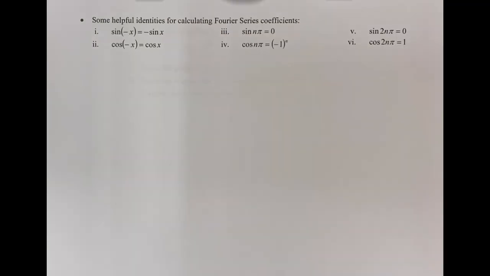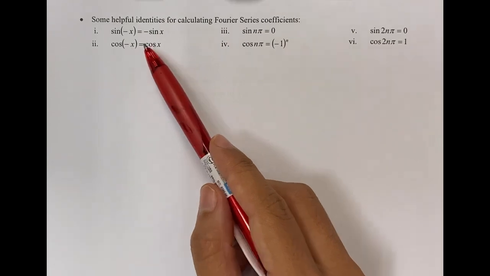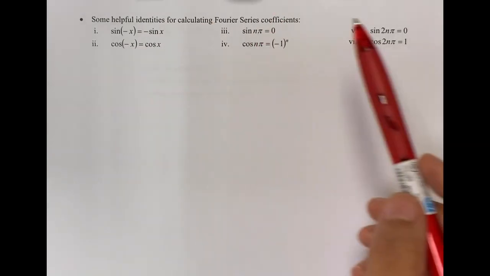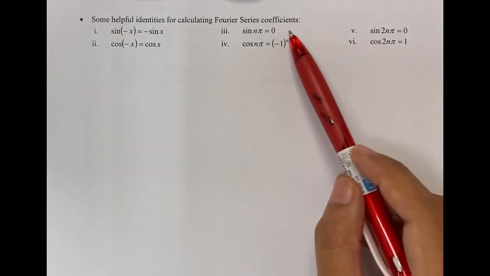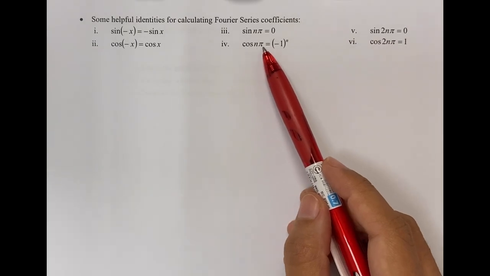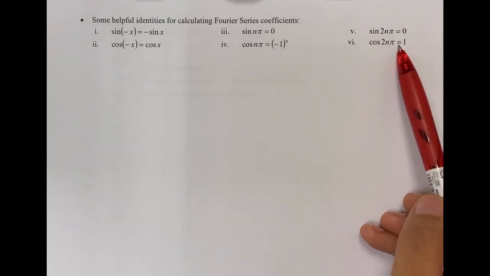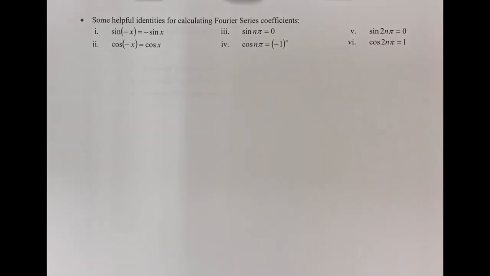Before we start discussing example 4.2, we have some helpful identities for calculating Fourier series coefficients. Just remember that sin(negative x) is equal to negative sin x, cos(negative x) is equal to cos x, and both sin n pi and sin 2n pi are equal to 0. Last, cos n pi is equal to negative 1 to the power of n, and cos 2n pi is equal to 1. You need to remember this, so you don't have to spend your time using the calculator.